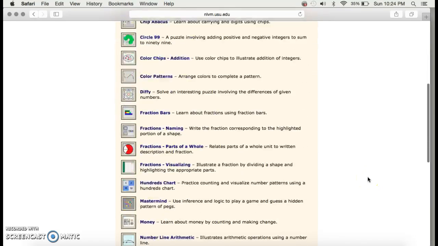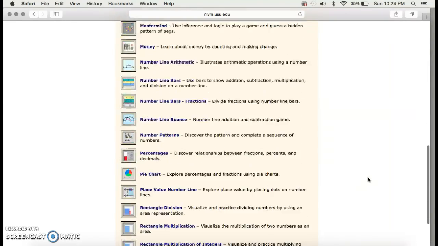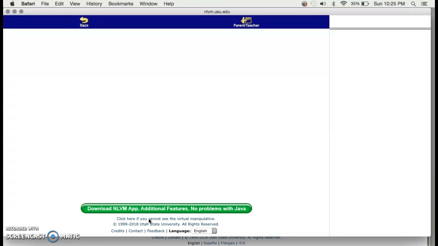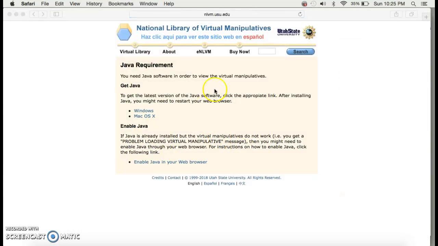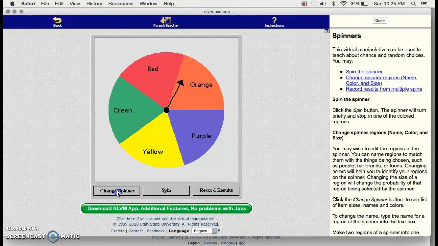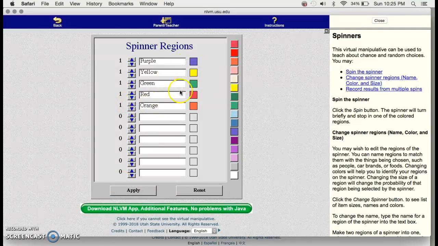So my favorite one that we touch on at the very end of the year is probability. So in probability, students can see what is the chance of, say, the spinner landing on purple. So you can spin it and kind of do this as a whole class activity when you're introducing probability, and you can record the results. You can also change the spinner to make it a little more or less.